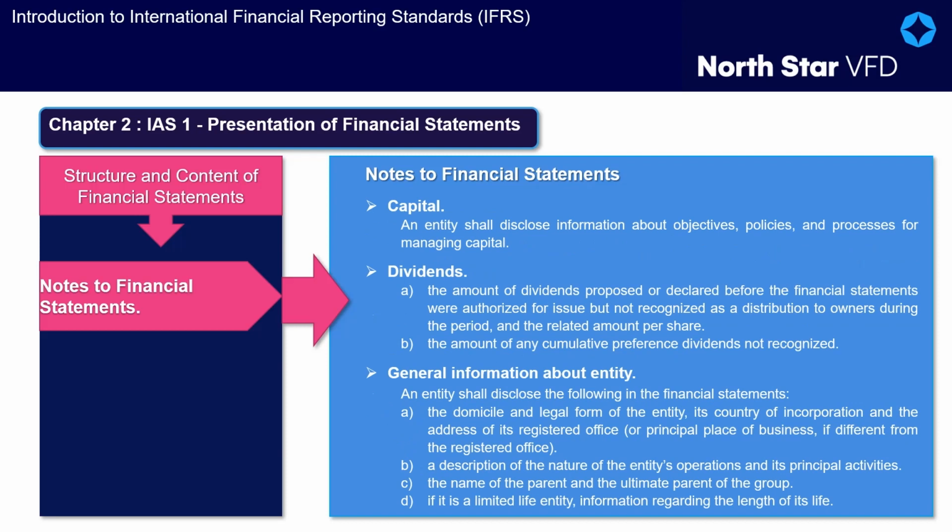Disclosure notes related to general information about entity. An entity must disclose the following, if not disclosed elsewhere in information published with the financial statements. 1. The domicile and legal form of the entity, its country of incorporation and the address of its registered office or principal place of business if different from the registered office. 2. The description of the nature of the entity's operations and its principal activities. 3. The name of the parent and the ultimate parent of the group, and 4. If the entity is a limited life entity, information regarding the length of its life.